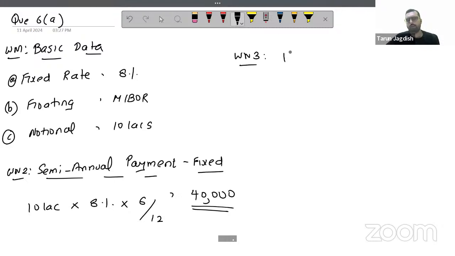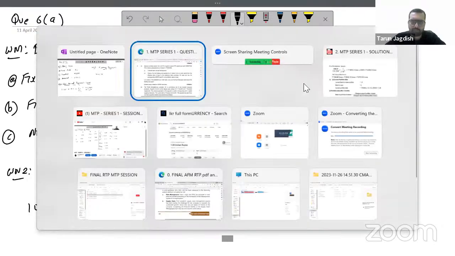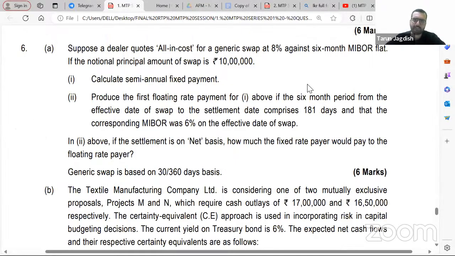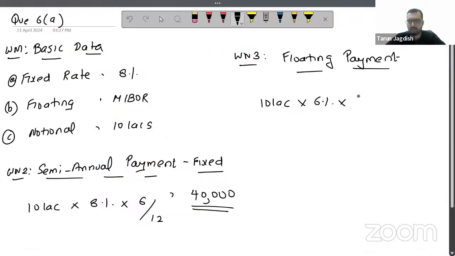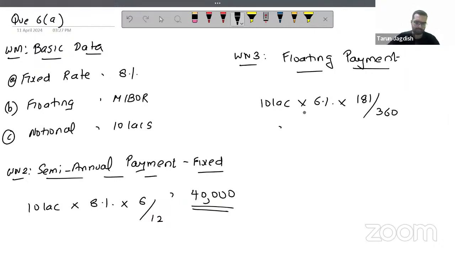Next working note will be your floating payment. So now tell me, how will you do this? 10 lakh into, have they given the MIBOR in the question? 6% into 181 divided by 360. 30,166.